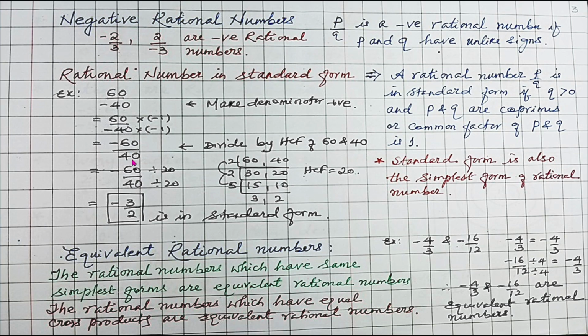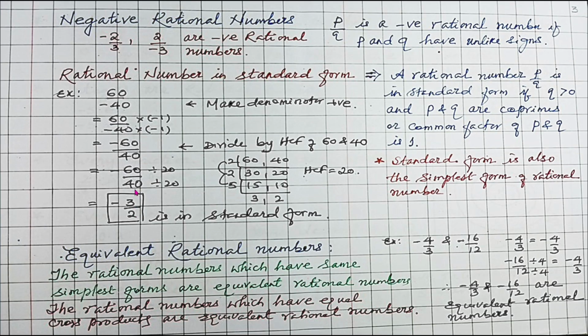Then minus 60 and 40 are not co-primes, so we can divide 60 and 40 by their HCF. The HCF of 60 and 40 is 20, so if we divide 60 by 20 and 40 by 20, we get minus 3 by 2. And if you observe here, minus 3 by 2 is in standard form, or it is the simplest form of 60 by minus 40. 3 and 2 are co-primes, that means they have a common factor of 1.